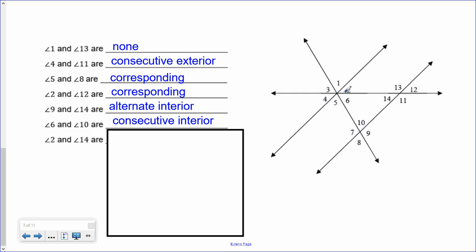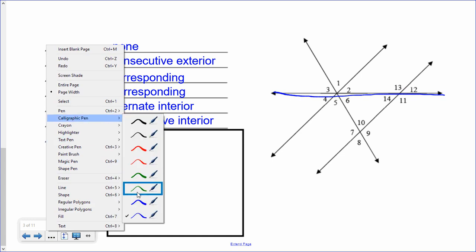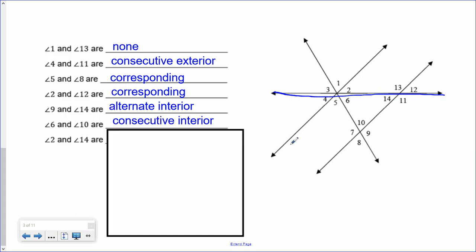So 2 and 14. 2 and 14 are both resting on this line. So this is the transversal. And then the two lines I need to create angle 2 and 14 are those two lines right there. Again, you find the other two lines by finding the lines that the transversal is crossing. That will help you finish creating the angles that you need.